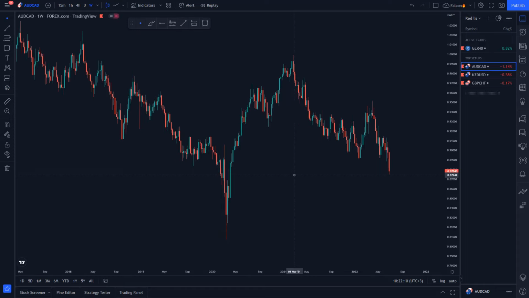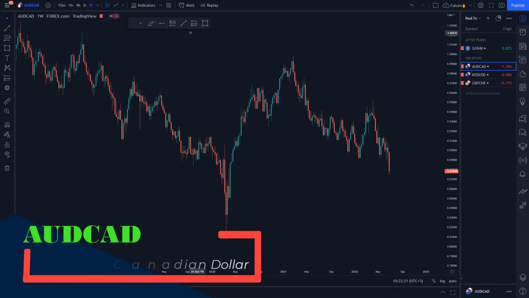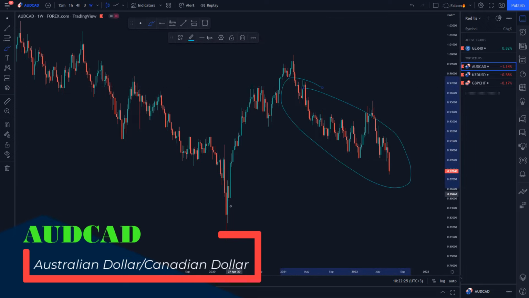So today we are going to go through Aussie CAD, dollar Kiwi dollar, and pound Swiss franc. Okay, so first let's start with Aussie CAD. So Aussie CAD, currently we're in this corrective phase. Okay, we're in this corrective phase after this big impulsive push to the upside.